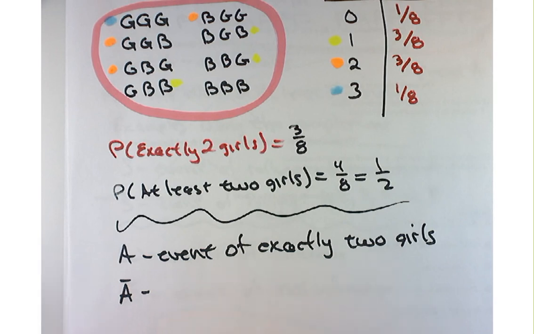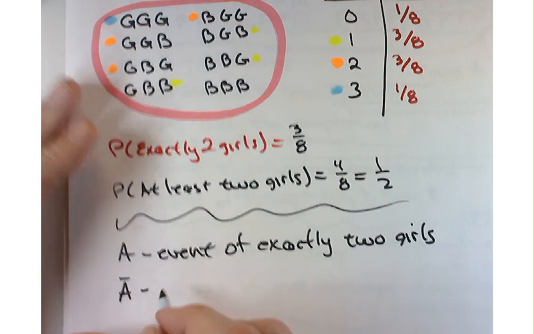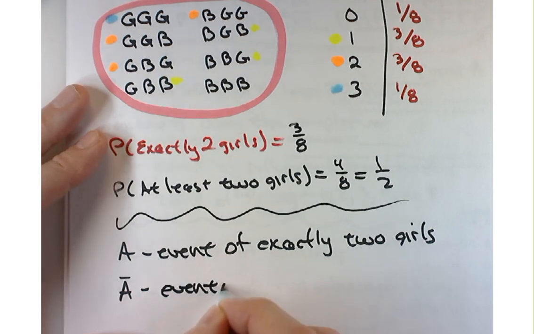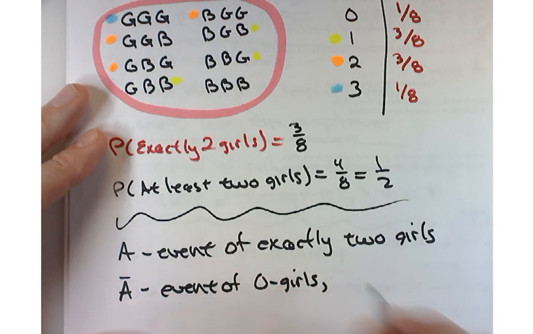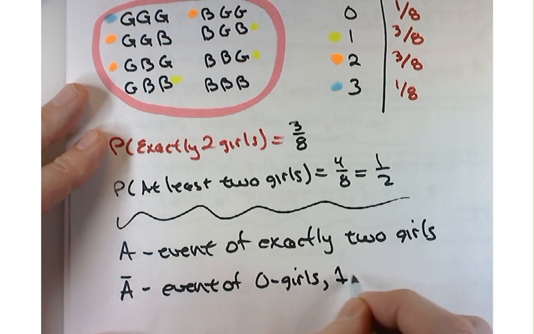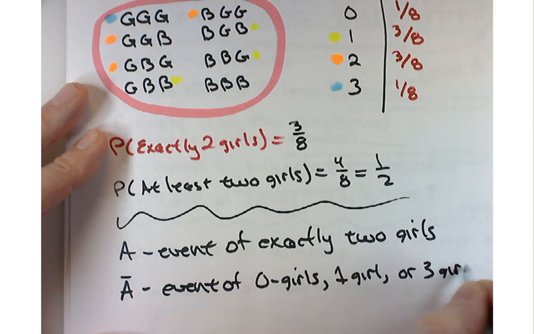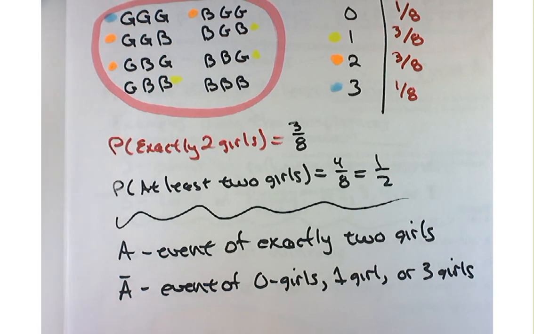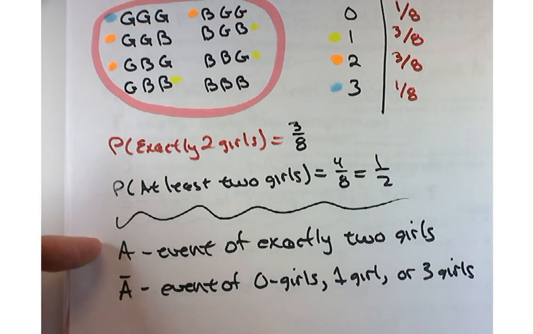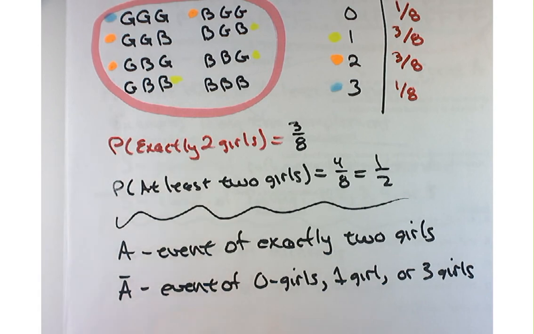So it'd be the event of 0 girls. What else could happen? 1 girl or 3 girls. Yeah. So that would be an example of A and A bar. What A and A bar is going to depend on where you start. When you start with your event A, then you can figure out what A bar is. But does that help out a little bit for you? All right, thank you.